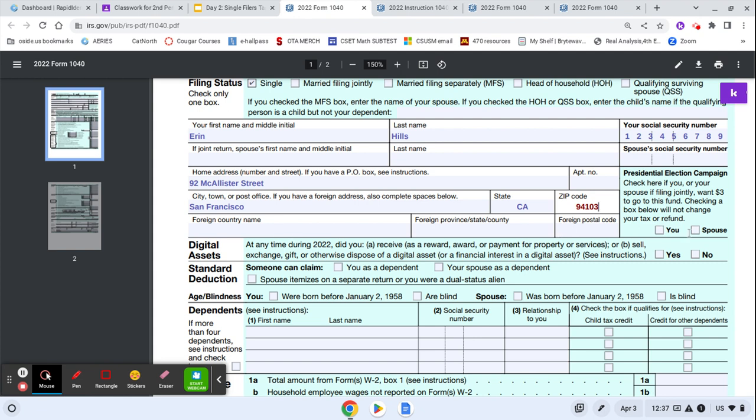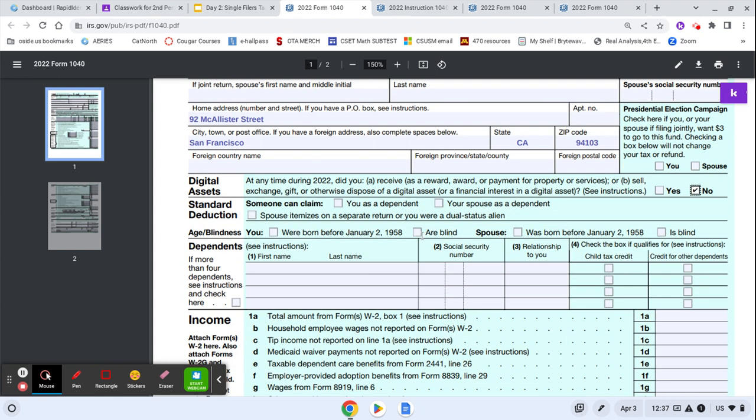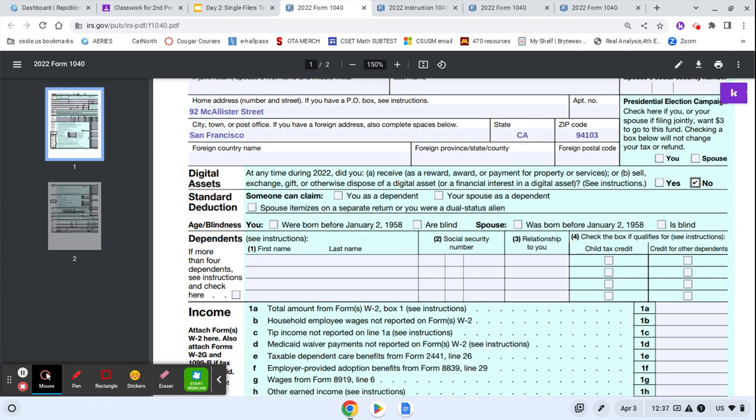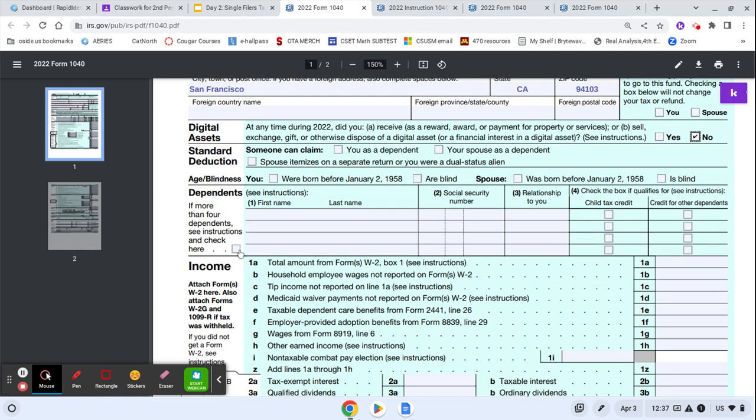And we don't have to check any of this presidential election campaign. We are no on digital assets like Bitcoin. No one can claim us as a dependent, and we were not born before January 2nd, and we are not blind. We also have no dependents, so the entire top section of the tax return is left blank.